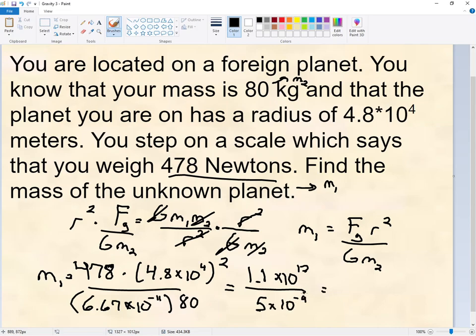Then I just divide. So again, I'm doing parentheses, 1.1 times 10 to the 12th, divided by parentheses 5 times 10 to the negative 9th. And for my answer, I get 2.2 times 10 to the 20th. This would be kilograms for our mass, M1.